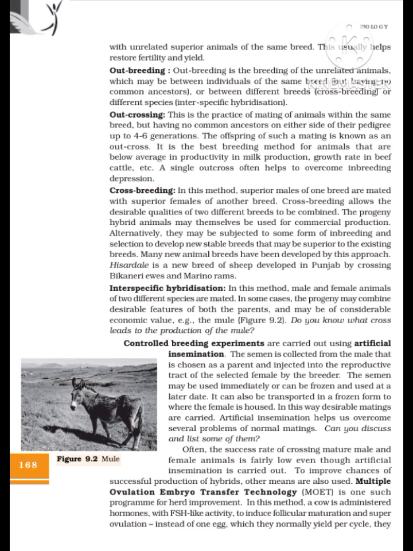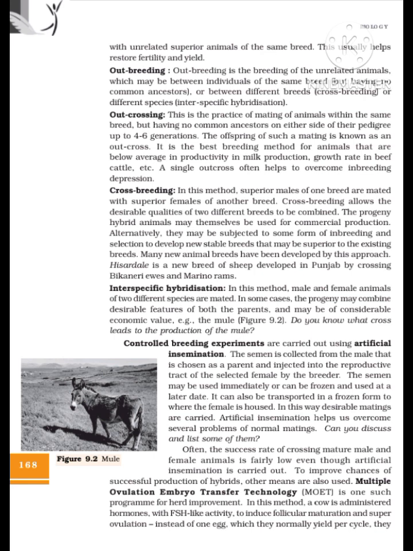Outbreeding. Outbreeding is the breeding of the unrelated animals, which may be between individuals of the same breed but having no common ancestors for 4 to 6 generations, outcrossing, or between different breeds, crossbreeding, or different species, interspecific hybridization. Outcrossing. This is the practice of mating of animals within the same breed, but having no common ancestors on either side of their pedigree up to 4 to 6 generations. The offspring of such a mating is known as an outcross. It is the best breeding method for animals that are below average in productivity in milk production, growth rate in beef cattle, etc. A single outcross often helps to overcome inbreeding depression.